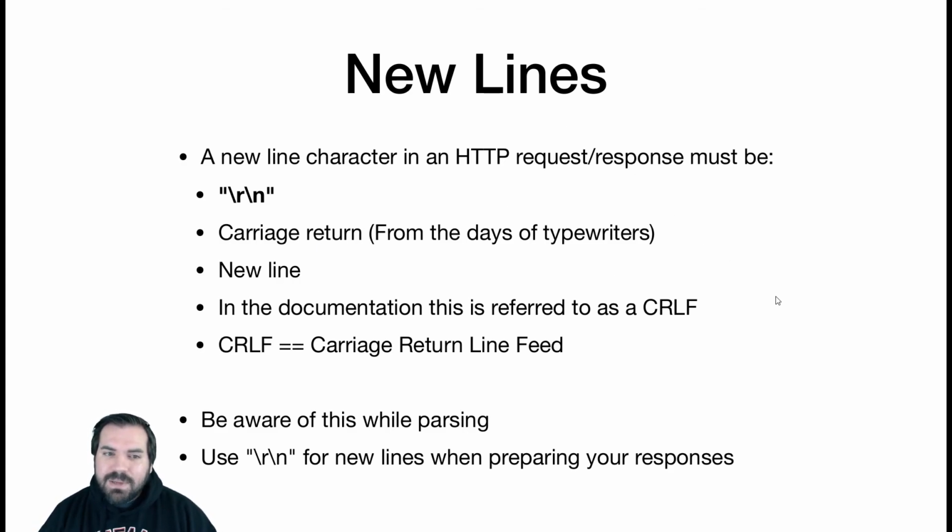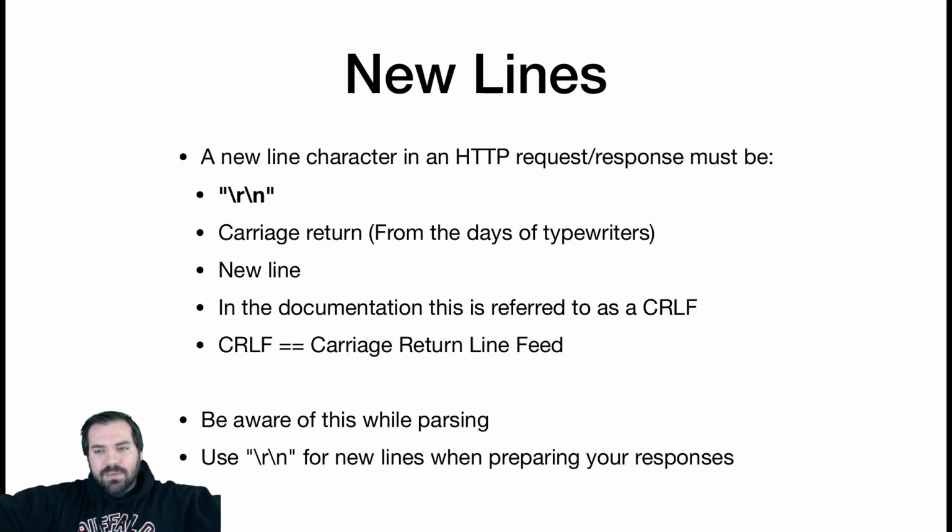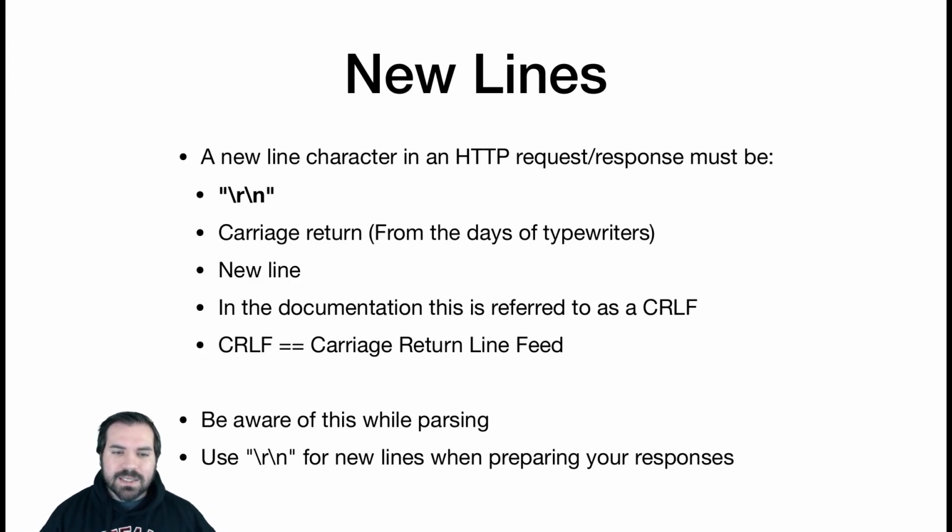So an HTTP new line has to be a carriage return line feed. This is back from the days of typewriters. So when you're typing on a typewriter, you get to the end of the page, you have 2 steps to go to the next line. A carriage return, which is the big block that is actually typing the characters on the paper. You have to move that back to the left. And then you have to do a line feed, which rotates the paper and moves on to the next line. So it's a 2-step process.